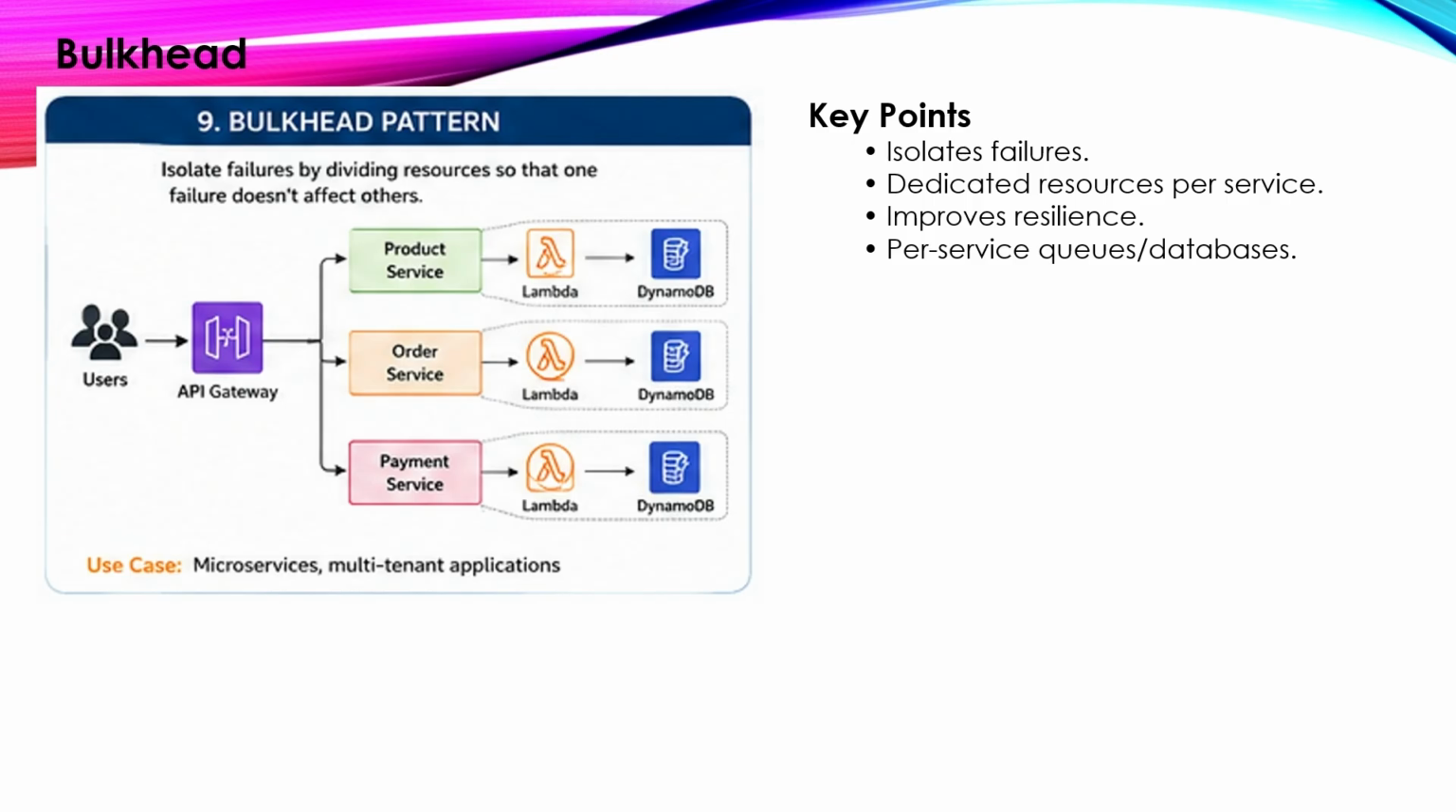That's the bulkhead pattern. So for example, here the product service, order service, and payment service are totally isolated in terms of compute and storage. So it isolates failures by providing dedicated resources so that one failing service doesn't affect the other services. This is the bulkhead pattern. Isolate failures, dedicated resources per service, improve resilience per service, queues and databases. So this will be a good pattern for fault tolerance and scalability.